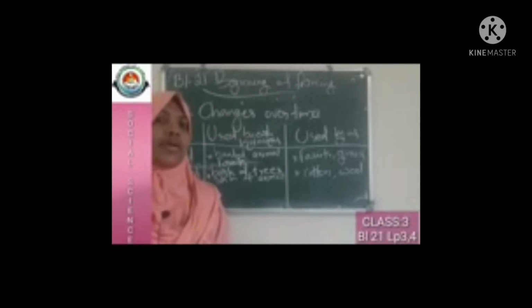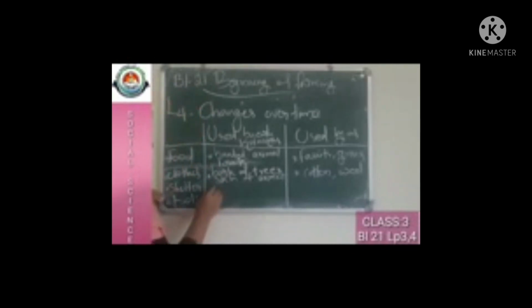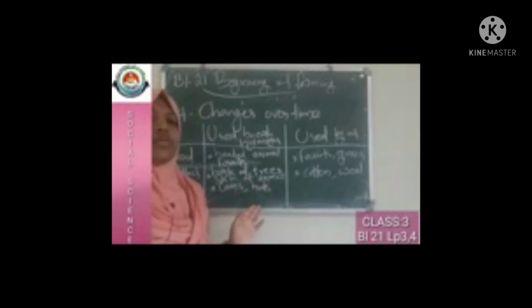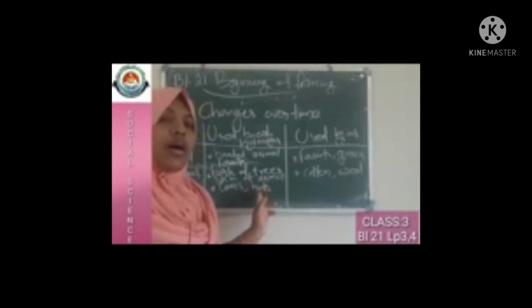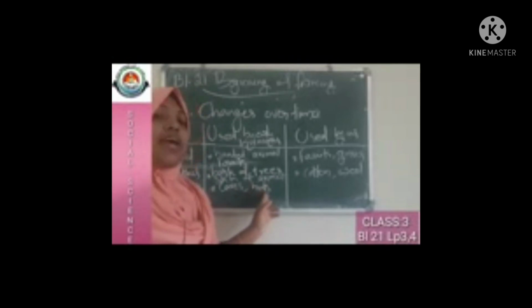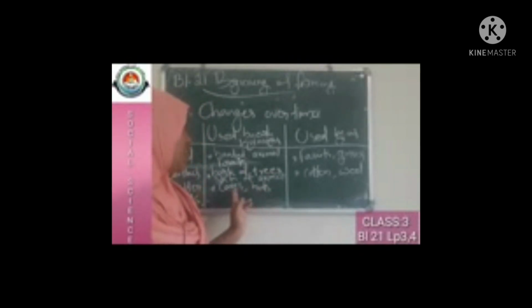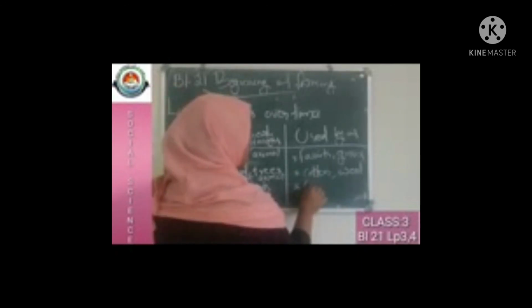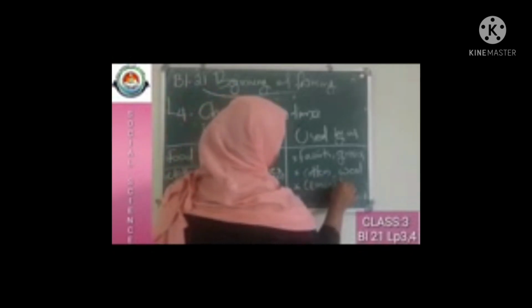Then shelter. What type of shelter did the early humans have? They lived in caves and huts. Before the beginning of farming, they lived in caves. After the beginning of farming, they built huts. So they lived in caves and huts. Then what about us? We have cement houses.